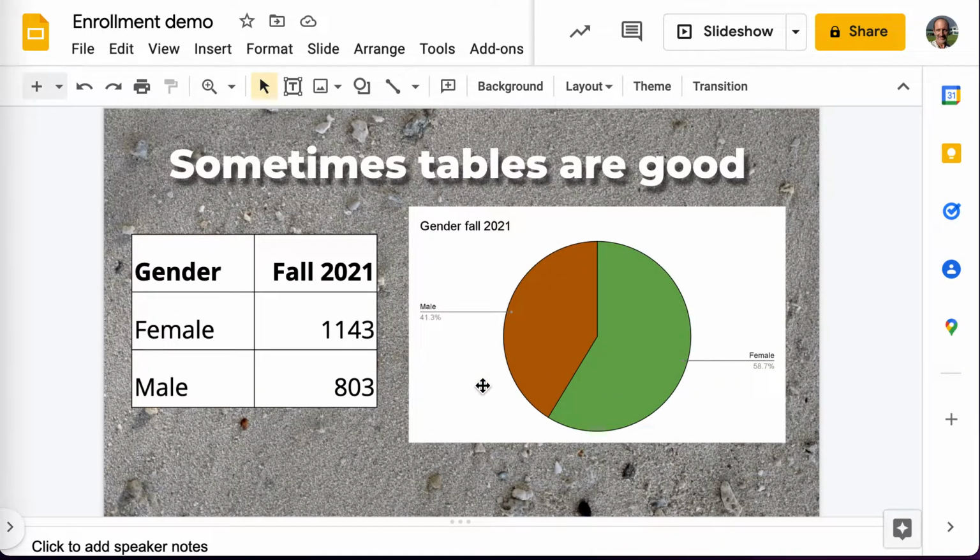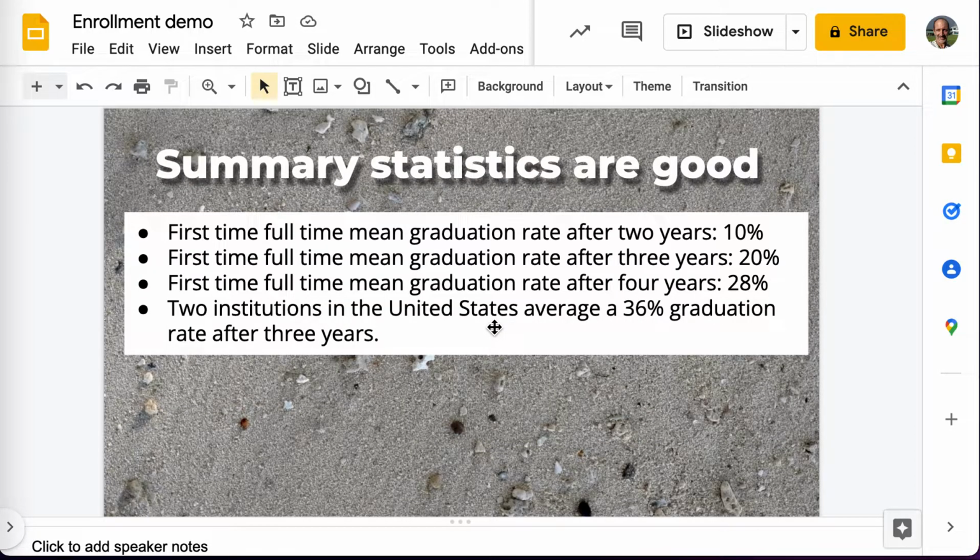We also sometimes want to put in tables. This shows us the female and male enrollment for fall 2021. And we can see a picture that shows us the percentages. So sometimes tables are good, but they should be kept simple without too many numbers, so probably no more than about 5 numbers in a table. Past that, people will get confused. The human mind starts to go to sleep. Here's one that's got 4 numbers in it, but sometimes you do want to report summary statistics.